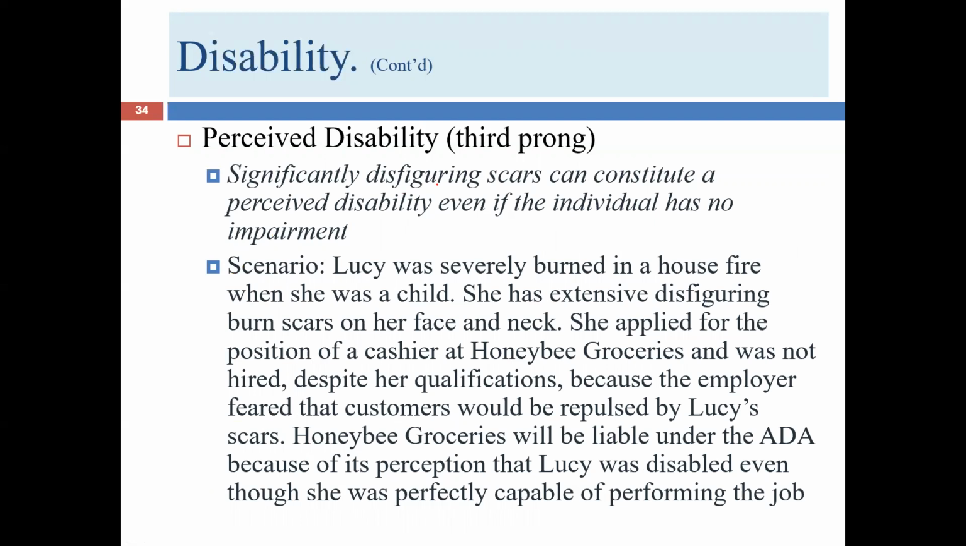Significantly disfiguring scars can be considered a perceived disability even if the person doesn't have any impairment. The scars themselves aren't limiting that person. So in this situation, Lucy was scarred as a child. She applies to work as a cashier at a grocery store. The employer doesn't want to hire her because he's concerned about how the customers will react to Lucy because of her scars. Under these circumstances, the grocery store has discriminated against Lucy because she is able to perform her job. The fact that she has scars is not going to impact her ability to run a cash register.